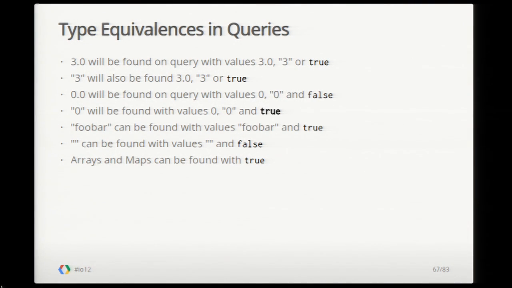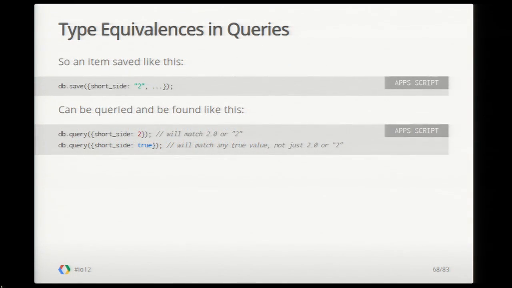Like JavaScript double equals, we also support the same kinds of type equivalences in our queries. So if you have saved something as numeric 3, you can query it with string 3 or Boolean true. I won't read the slide. I assume you all can read because you're here. But as another example, if you save an item with a string value of 2, you can find it with querying for the numeric value of 2 or true. If you query it with the Boolean true, that'll match any true value, so you'll obviously get things other than 2 as a value.